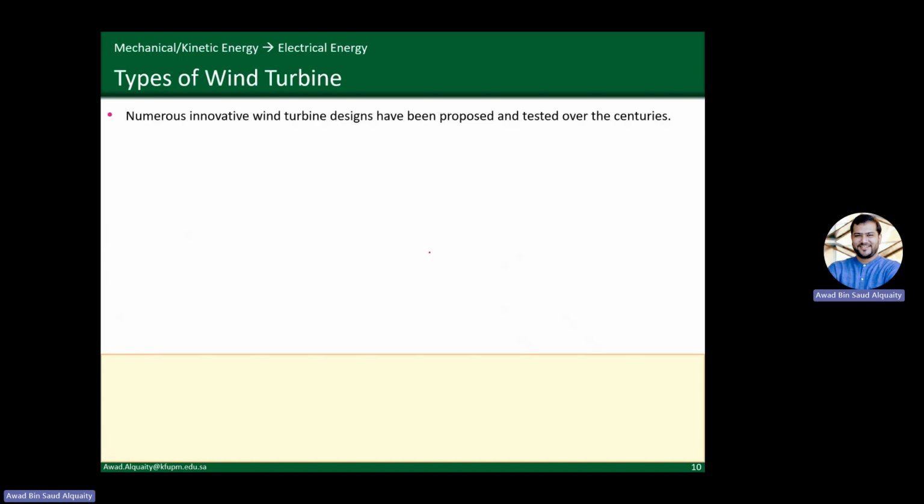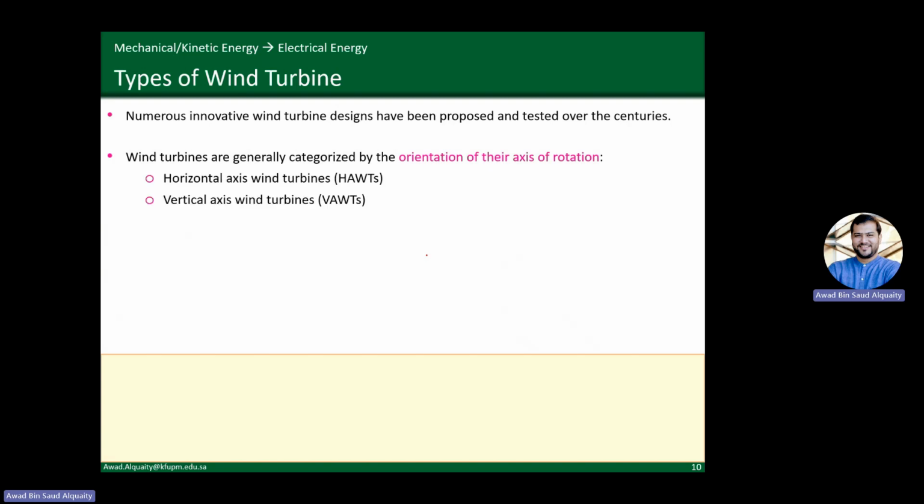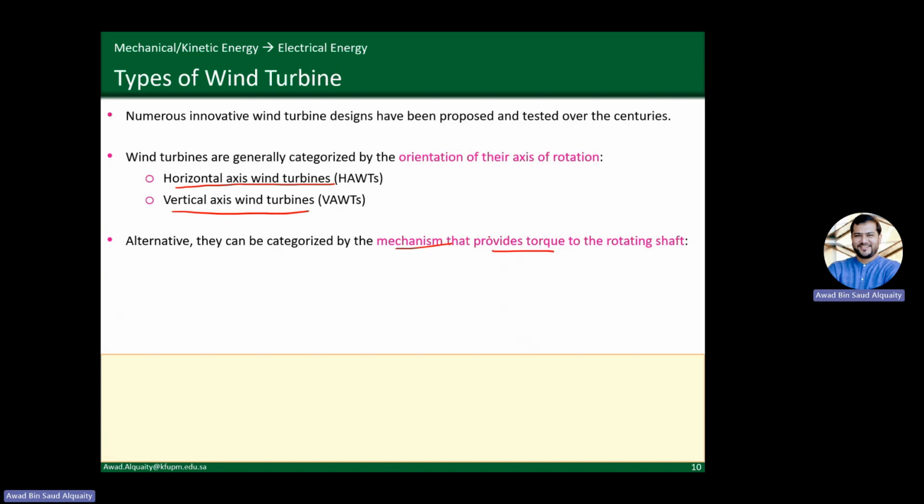Now, over the years, huge innovations and different designs have been proposed and tested, right? And we're going to categorize the wind turbines in terms of the orientation of their axis of rotation. So you can categorize them on the basis of horizontal axis wind turbines or vertical axis wind turbines, right? They can also be categorized in terms of the mechanism. What is the mechanism for rotating the wind turbine blades? It can be either lift or drag.